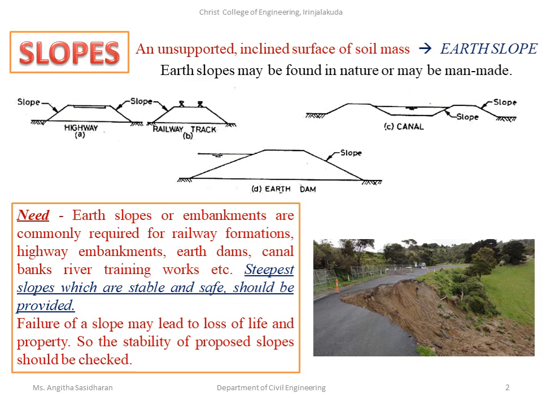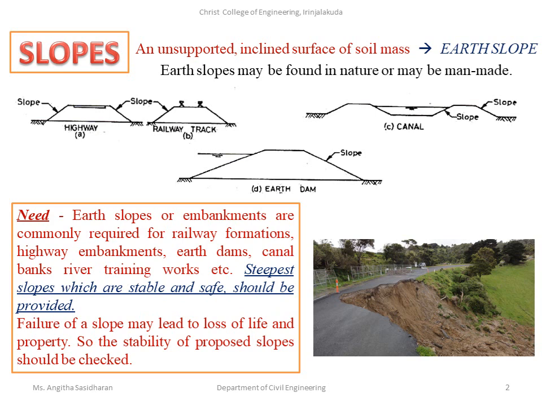Earth slopes or embankments are commonly required for railway formations, highway embankments, earth dams, canal banks, river training works, etc. And how should we design this slope? The steepest slopes which are stable and safe should be provided. This is the demand, because if the slope gets very steep, it will fail. And if the slope is somewhat steep, you have to use less material to make it. So this is where the challenge lies. We have to make it stable and safe as well as economical.